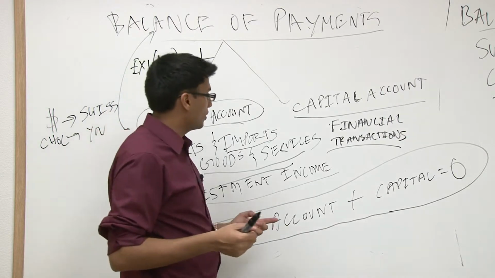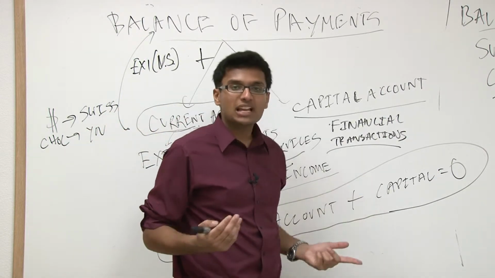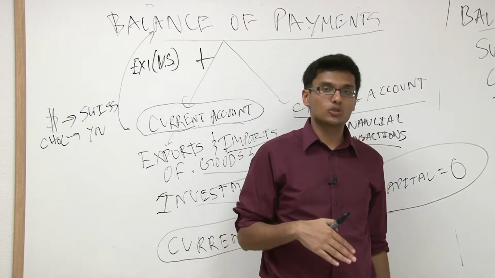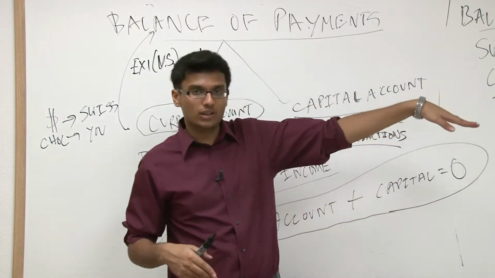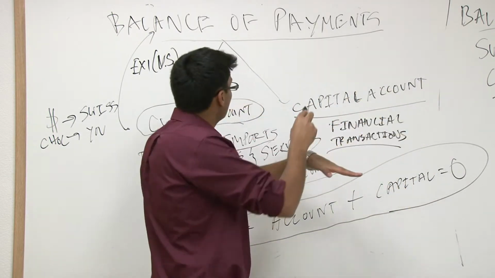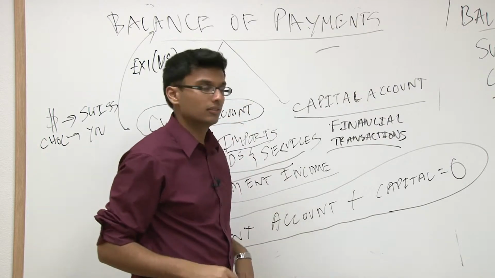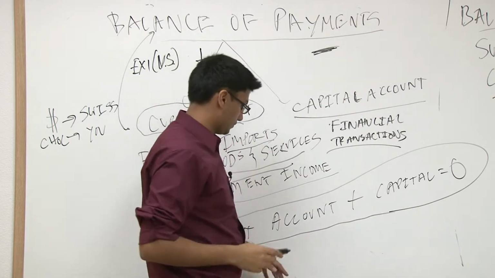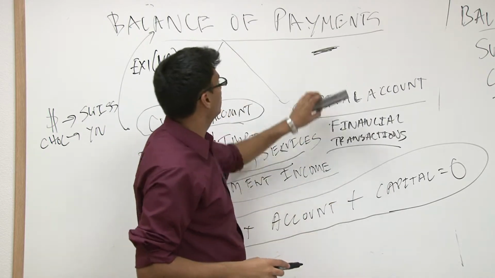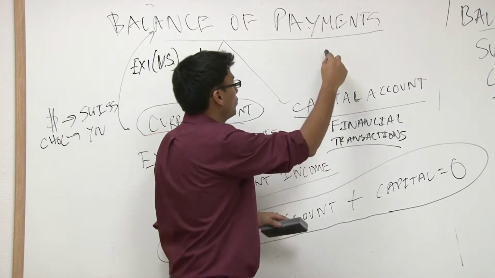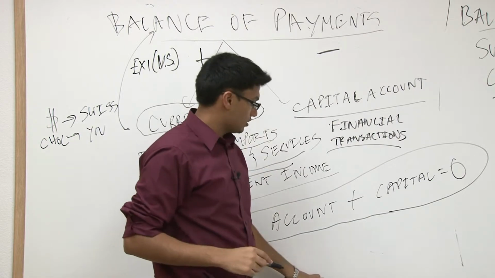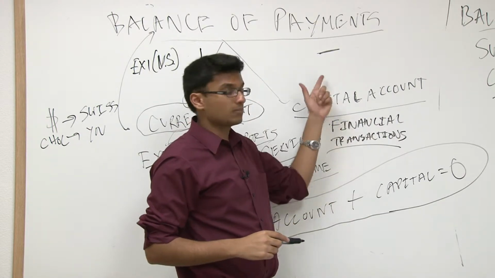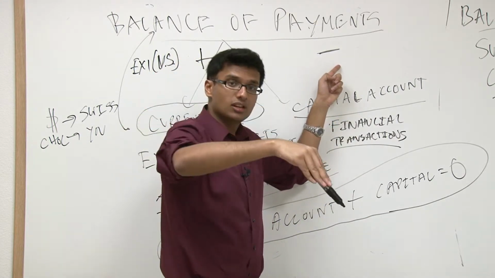However, if you look at it from a financial perspective, money has flown in from the US to Switzerland. So it's gone out of the US. So in my mind, it's a minus. If we assume that this chocolate is worth about $20, okay? So again, on capital account, it's a minus because money has flown out from the US to Switzerland.